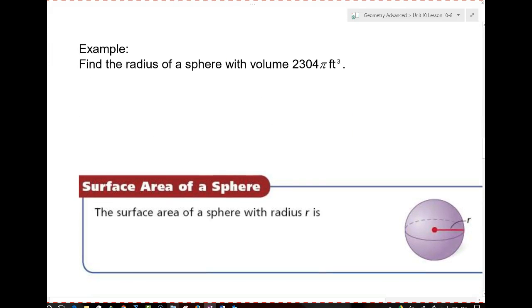All right, same type of problem. Find the radius of a sphere with the volume of 2,304 pi cubic feet. So it's another work backwards problem, right?